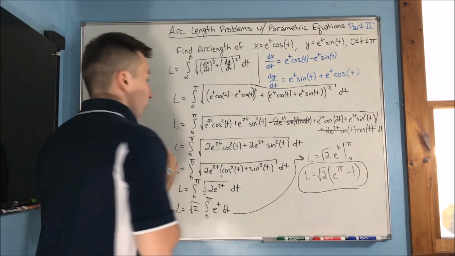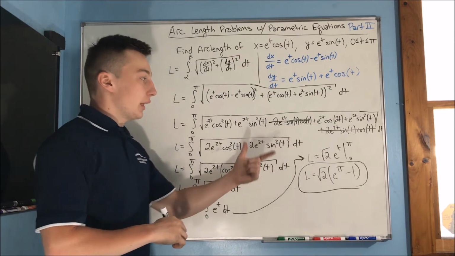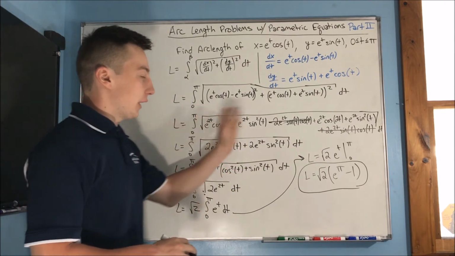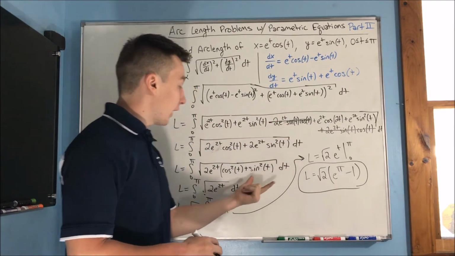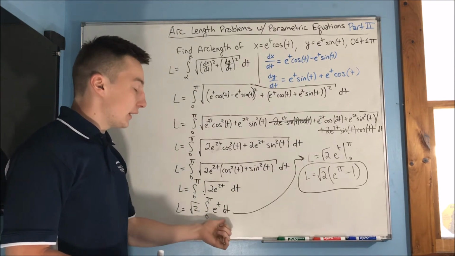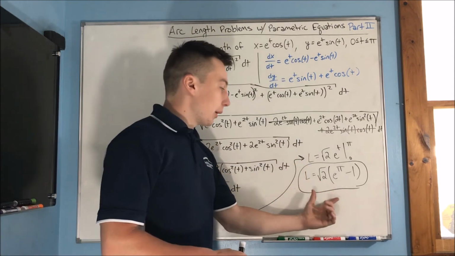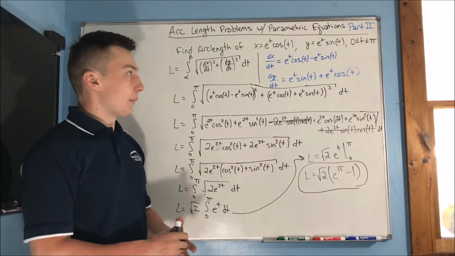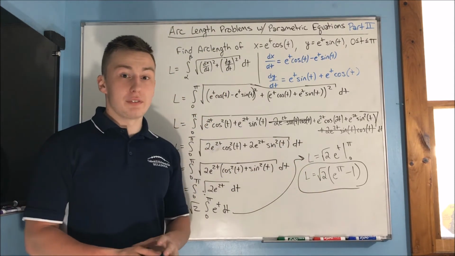So, it started off extremely messy, lots of writing, but it all ended up simplifying down into the square root of 2 times the integral from 0 to pi of e to the t dt. And then we got something pretty nice, a decent answer there.